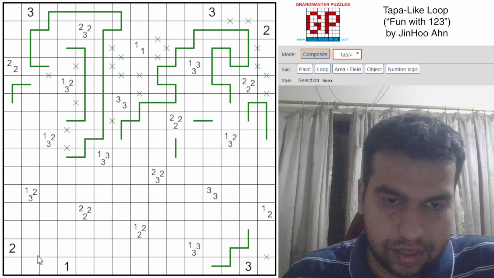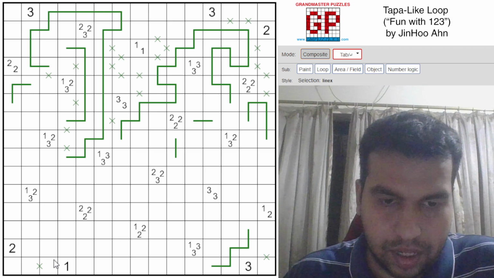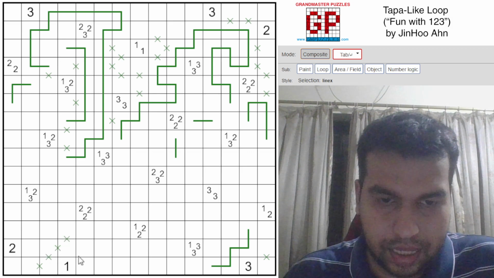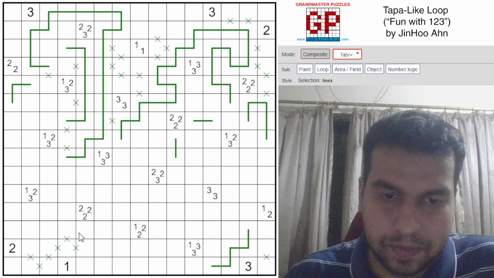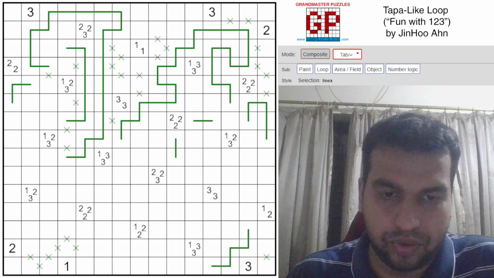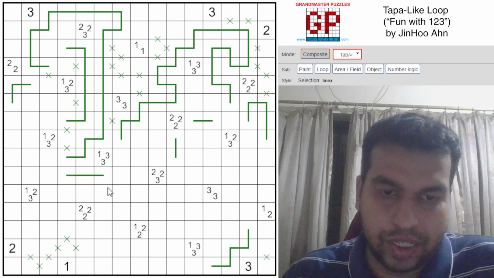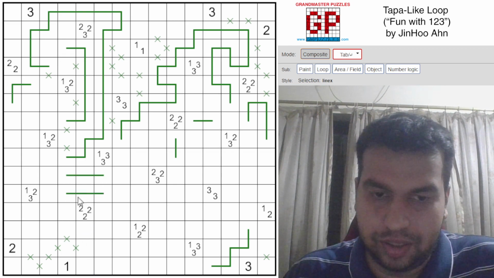Now let's look at the bottom left area. Since this cannot be taken for the 1, and this can't be either, we get these markings. Why that's crucial is this part of the loop now has to go through. So we need 2 routes for it to go through. It can't actually go through here like this because that would break the 2, 2, 2.